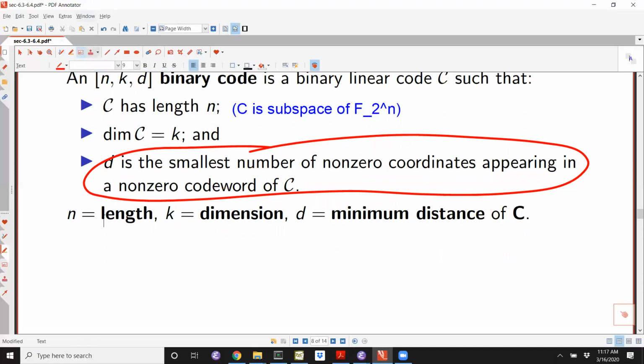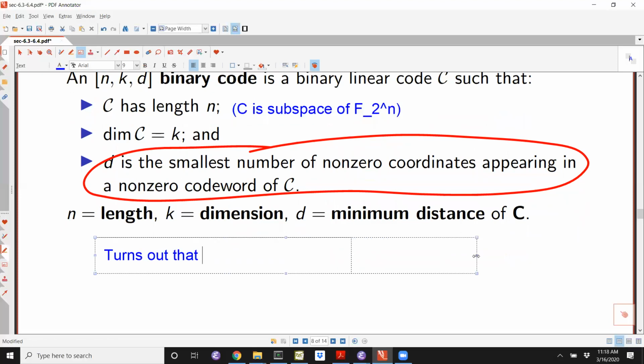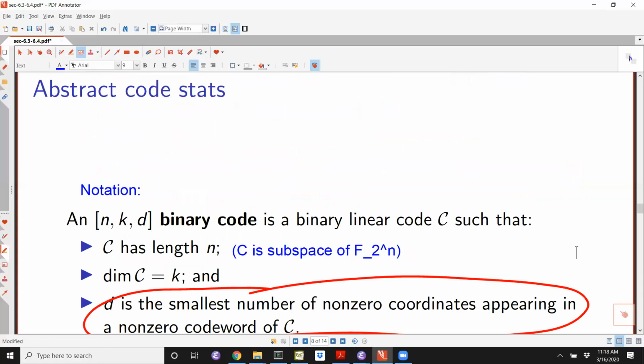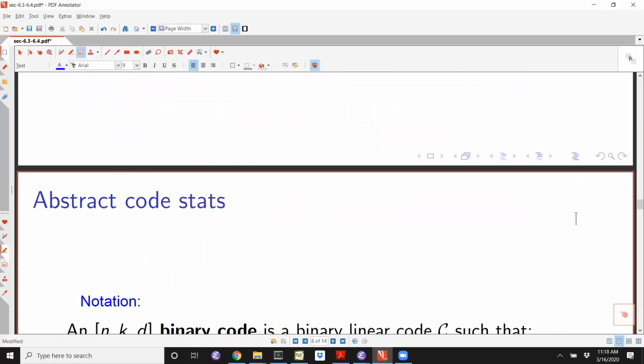Here's a bit of foreshadowing. It turns out that having a large minimum distance is the same as correcting lots of errors. So if you want to sum up everything that happens in this section, this is now in section 6.4.